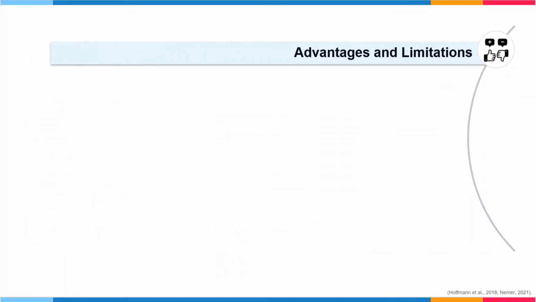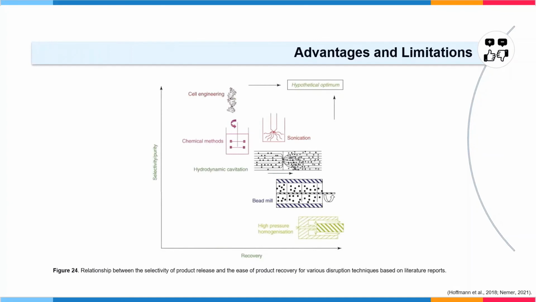Finally, regarding advantages and disadvantages, with this image we compare selectivity of product release and the ease of product recovery, and we can see some advantages and limitations of both techniques. As we've already seen, both can efficiently process large volumes of liquid sampled thoroughly and reproducibly. However, the product release is not selective, which involves the presence of contaminant cell debris that brings downstream complications and costs.